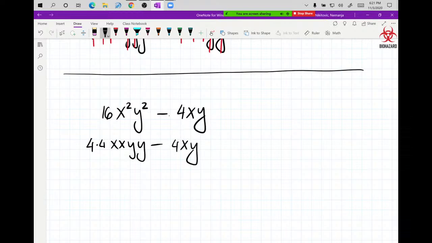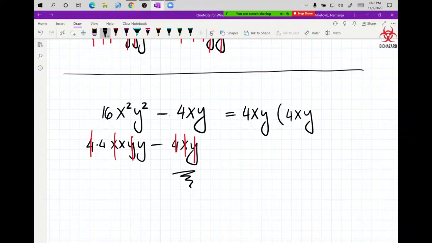But now, look what happens. When you pick your GCF, you will pick a 4, and then x, and then a y. And do you see that everything is gone from the second term? Right? So when that happens, you have to put 1. And I like to call it a placeholder.